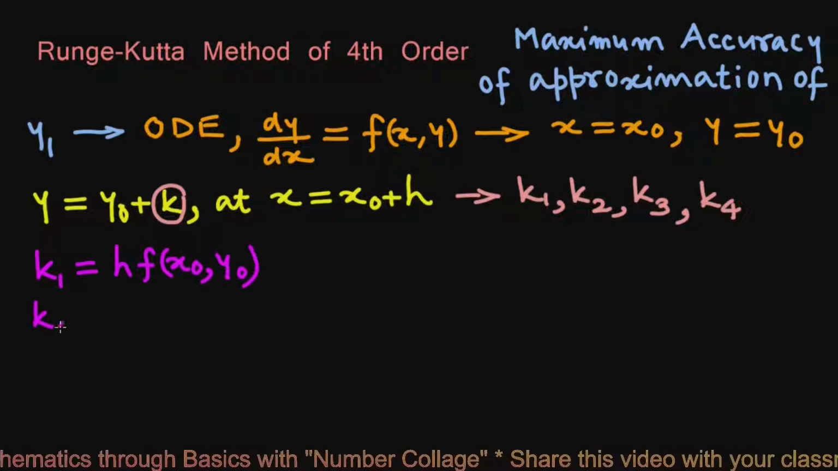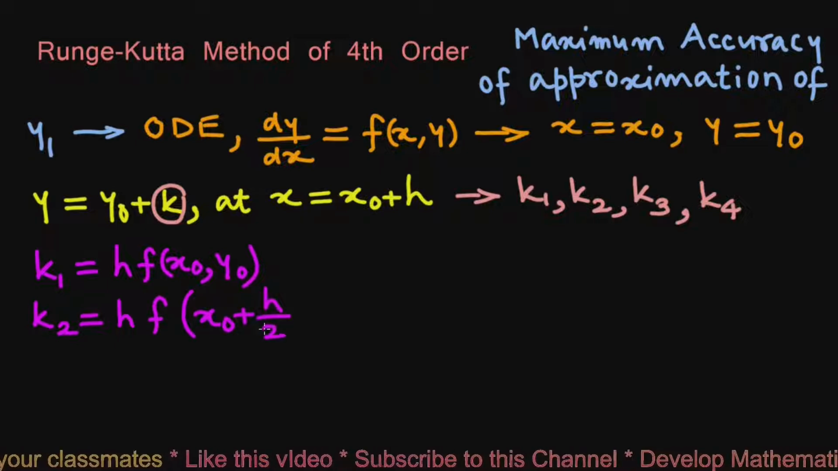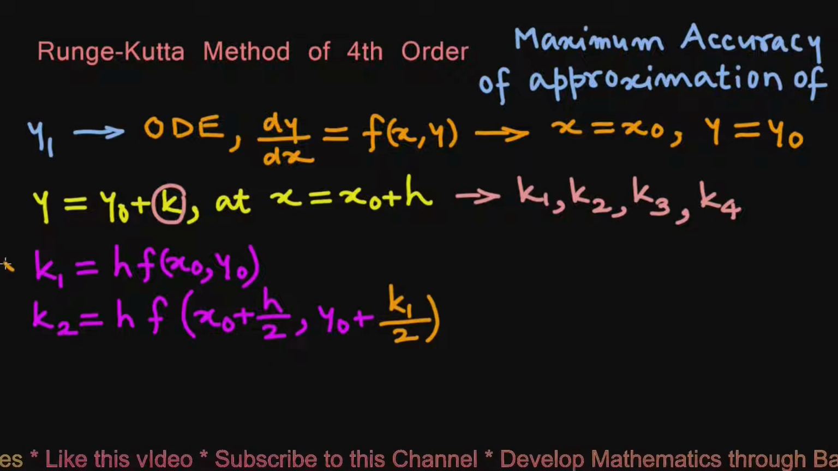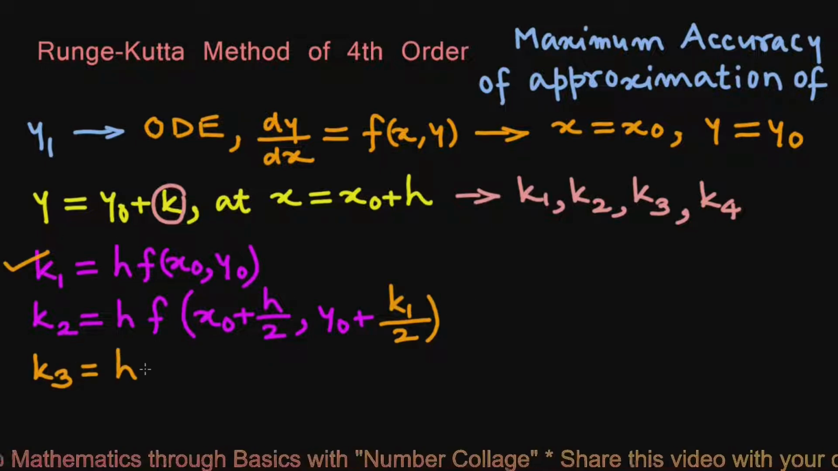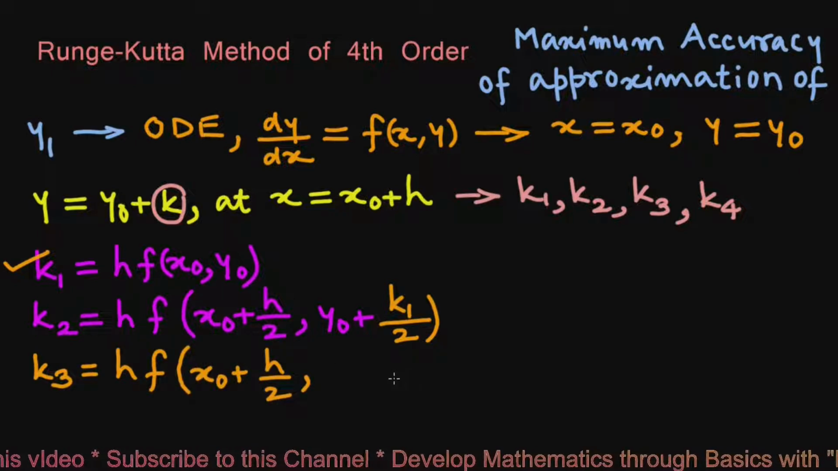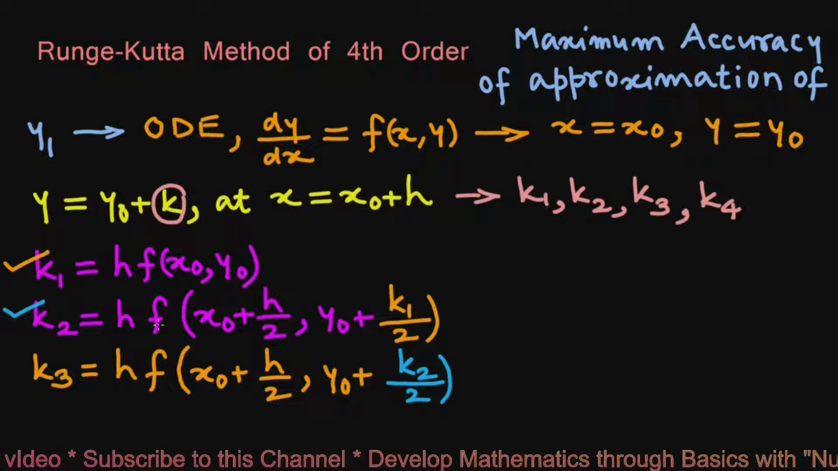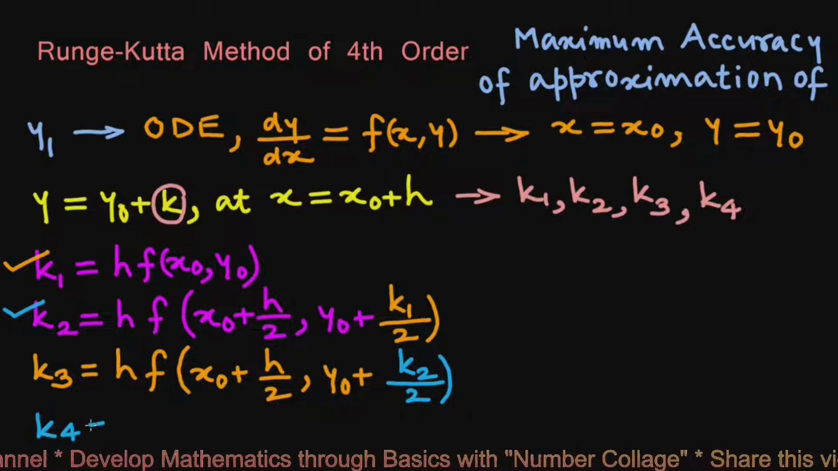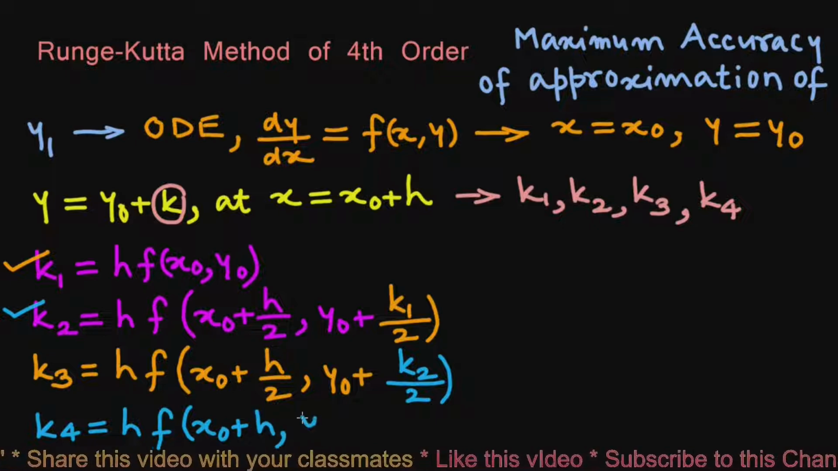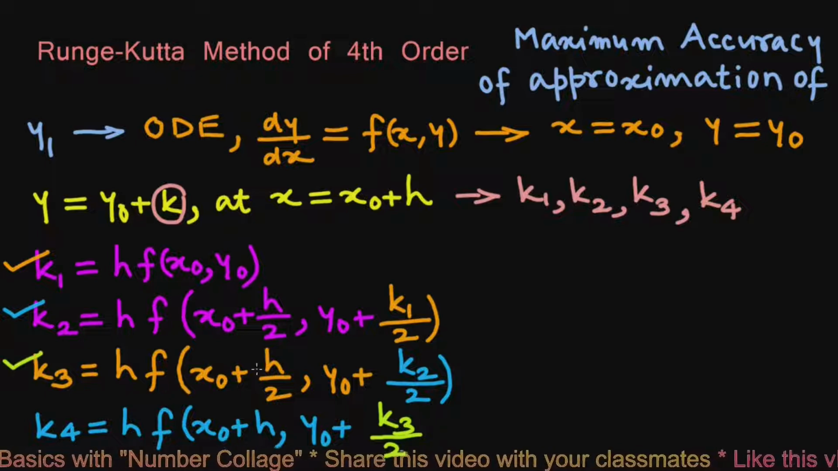comma y0, k2 is h times f of x0 plus half of h comma y0 plus half of k1 obtained in the previous step, k3 is h times f of x0 plus half of h comma y0 plus half of k2 obtained in the previous step, and finally k4 is h times f of x0 plus h comma y0 plus half of k3 obtained in the previous step.